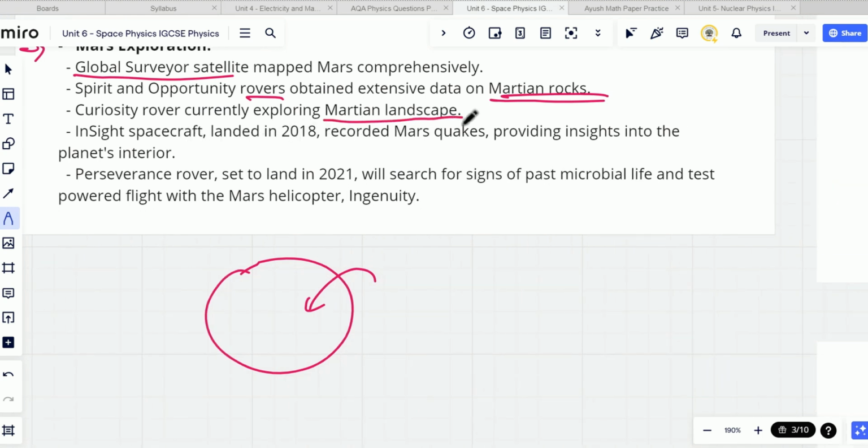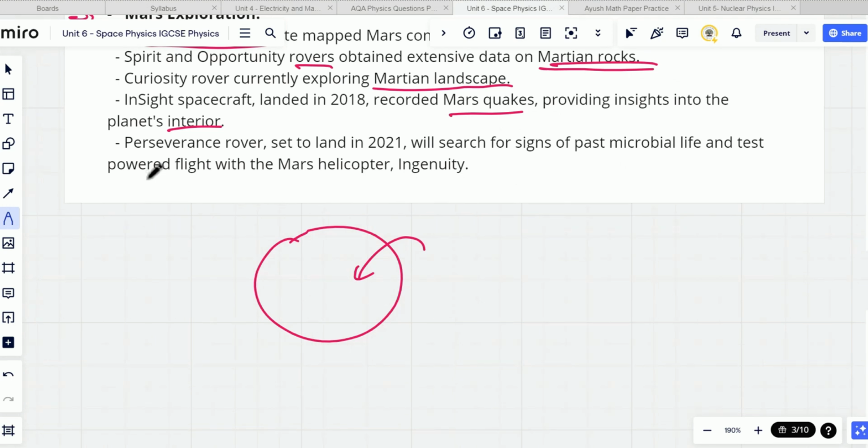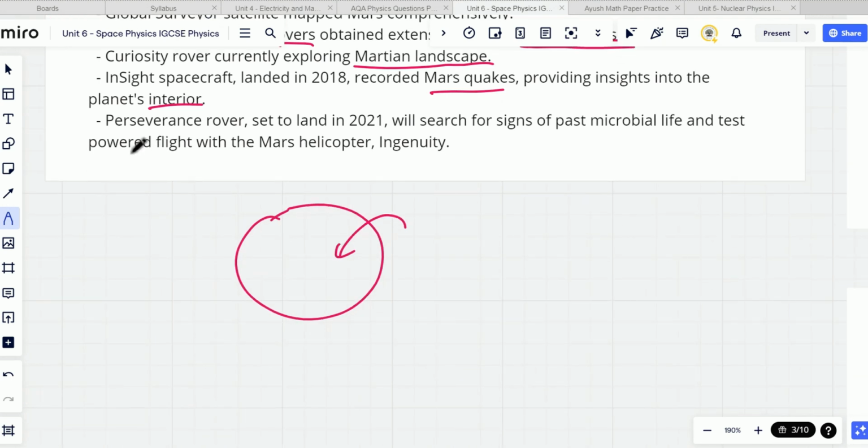The Curiosity rover is currently exploring the Martian landscape, and in 2018, the InSight spacecraft landed. It recorded Mars quakes, providing insights into the planet's interior, basically how the interior of the planet functions. And then we have the last one, the Perseverance rover, which landed in 2021. This is recent. What's the purpose of this rover? It will search for signs of past microbial life and test powered flight with the Mars helicopter Ingenuity.